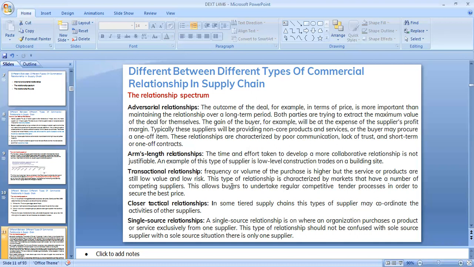Right. So the gain of the buyer will be the expense of the supplier. People are dragging over a fixed margin, a fixed profit margin. The supplier will be providing non-core product and service. You don't care because they are not strategic to you. What they are selling to you does not mean so much to your organization. So whether they are making profit, you don't care if they stay in business or not, because they are not supplying you any core product or service.